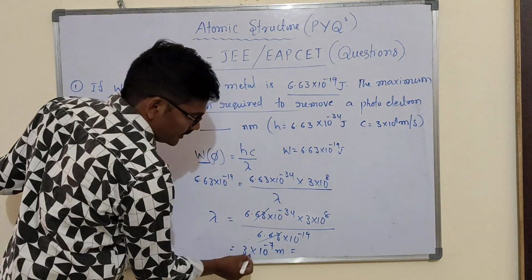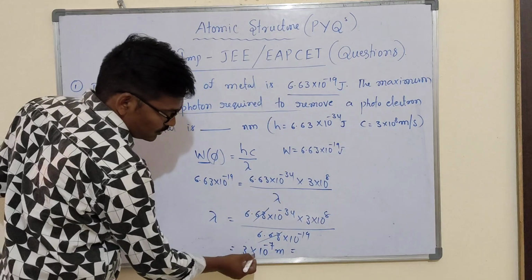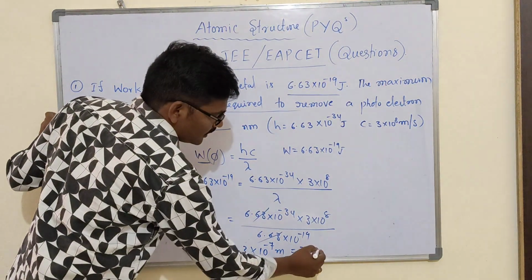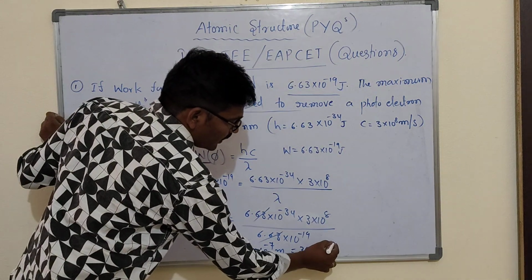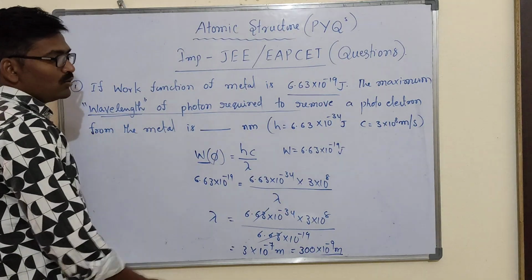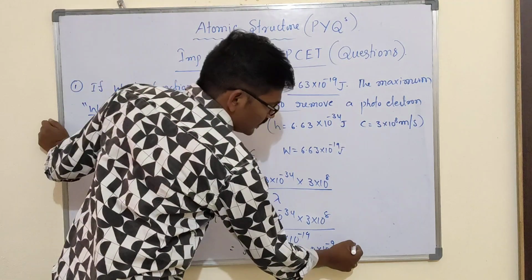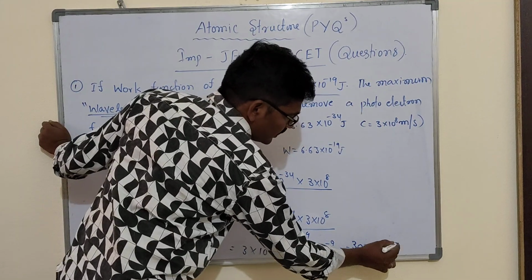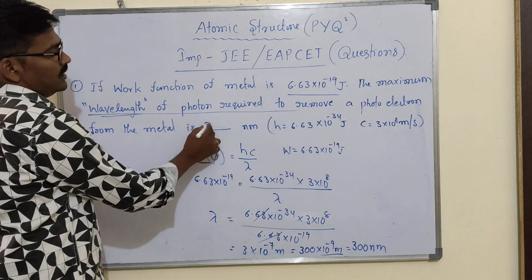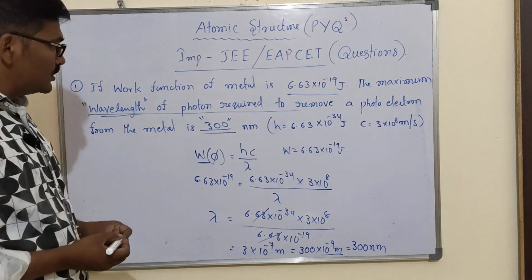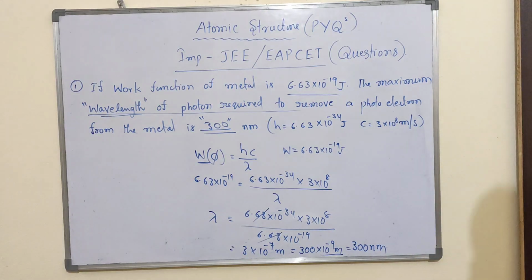Once the point is shifted from here to there, it becomes 300 into 10 to the power of minus 9 meters. 10 to the power of minus 9 meters is nothing but a nanometer, right? So we can say that it is 300 nanometers. So the answer is 300 nanometers. Okay, so note this question. Then the remaining questions we'll discuss.